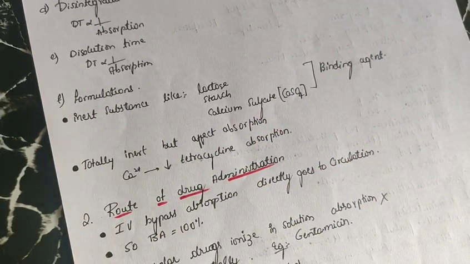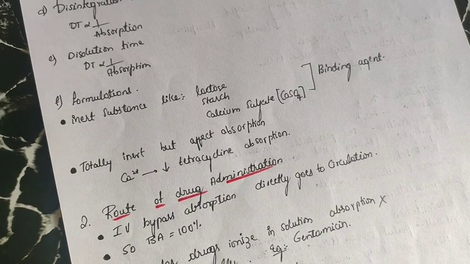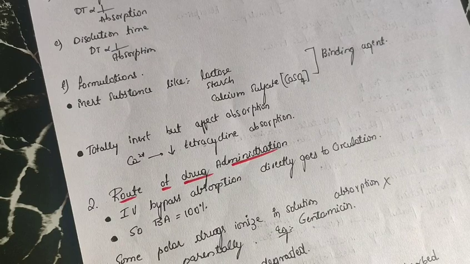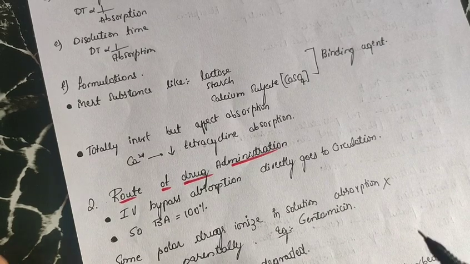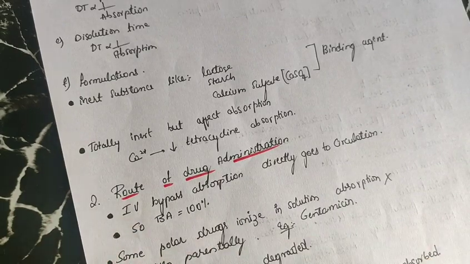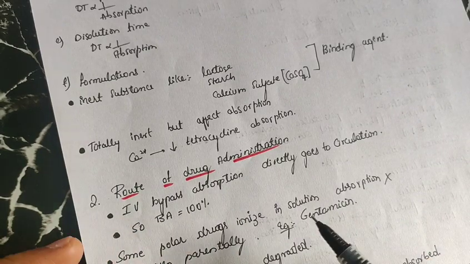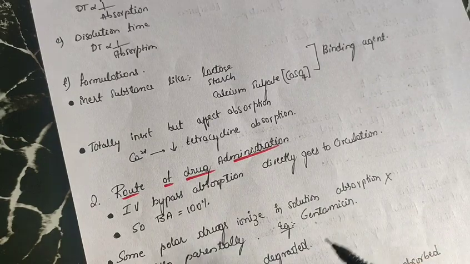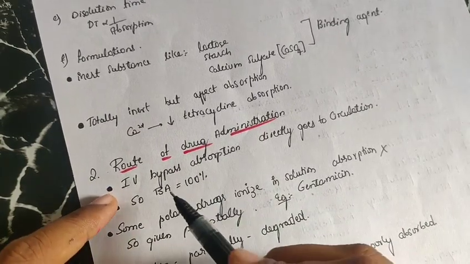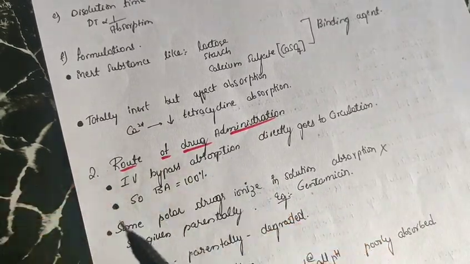And we will discuss the route of administration, how the drug is administered. If it is administered orally, it has to be absorbed, some might be metabolized in between, and there are other possibilities. But in IV, the drug directly enters the systemic circulation. It bypasses absorption. Bioavailability means whatever drug we have given, everything will be available in the systemic circulation. So the bioavailability of IV administration will be 100%.